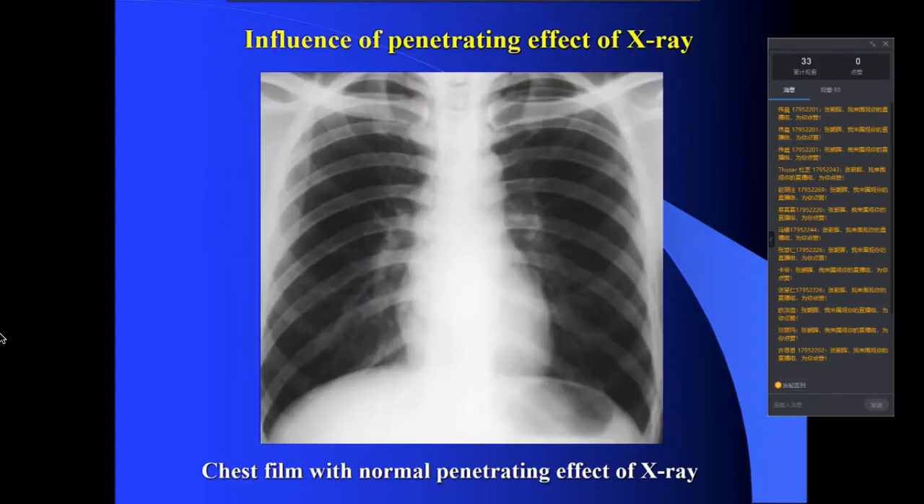The penetrating effect of X-ray also has influence on the quality of X-ray film. On a test film with normal penetrating effect of X-ray, for example, in the chest film, the target tissues are lungs, heart, and lung markings, and these tissues are clearly displayed, and there is good contrast between them. You see the contrast between the lungs, airfield space of lung markings, and heart. The contrast between them is good. You can observe the contour of these structures clearly.